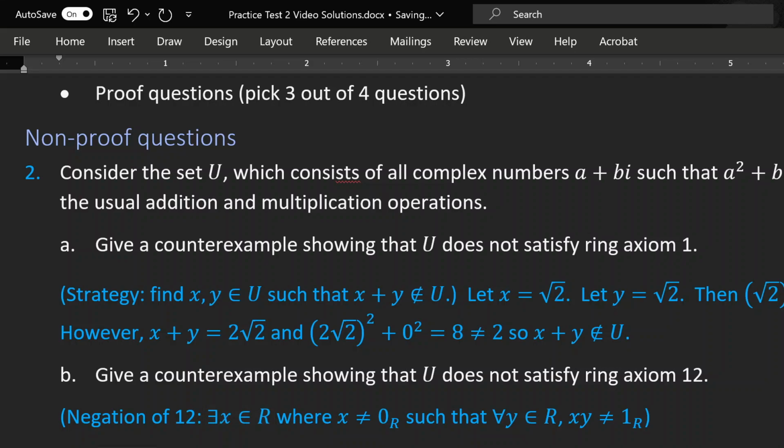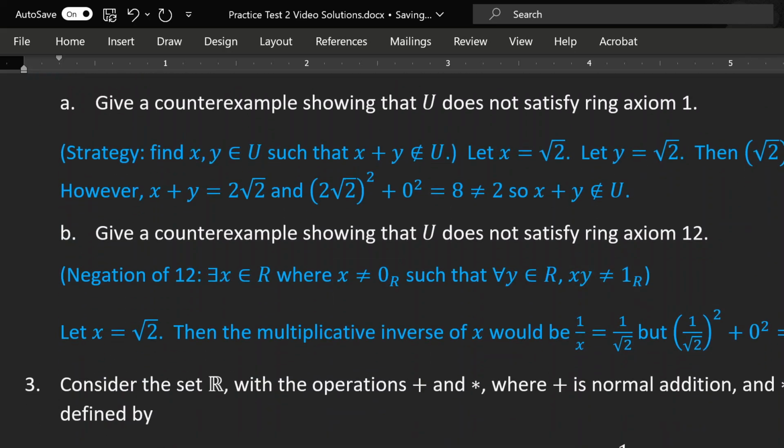Actually, like I said, any element that you would pick for x, you would actually find that its inverse is not in u. And if you don't know the procedure for finding the multiplicative inverse of a complex number, there is a particular way to do it, but you could also just solve for it the way I had shown in the other solutions.